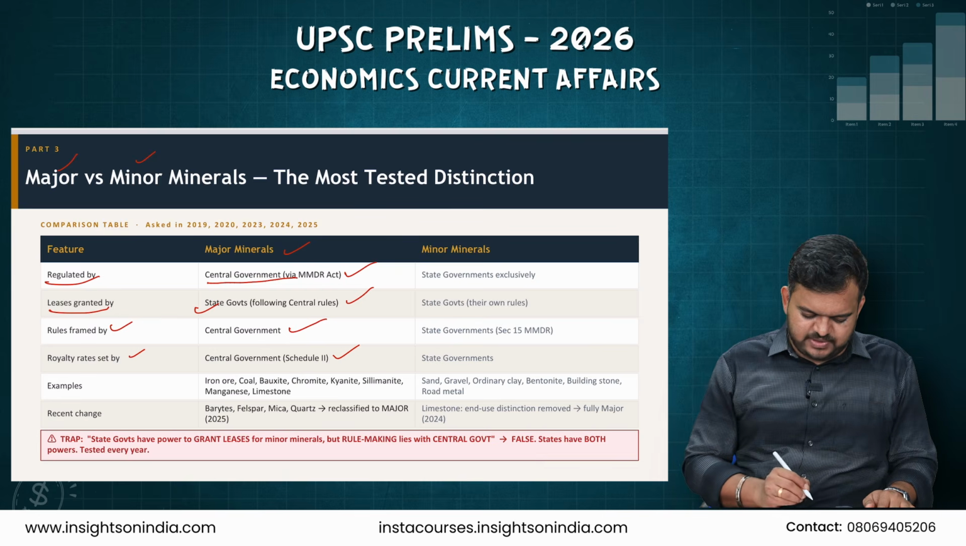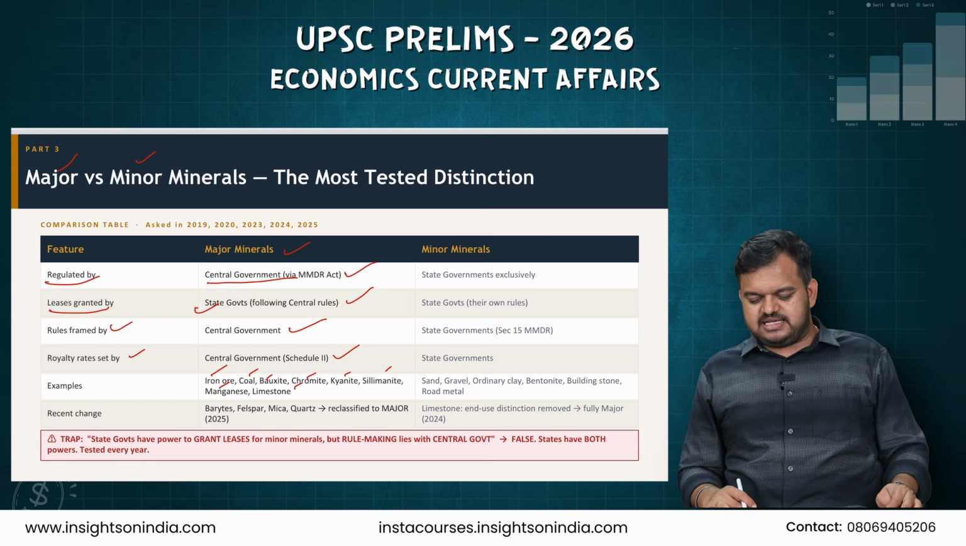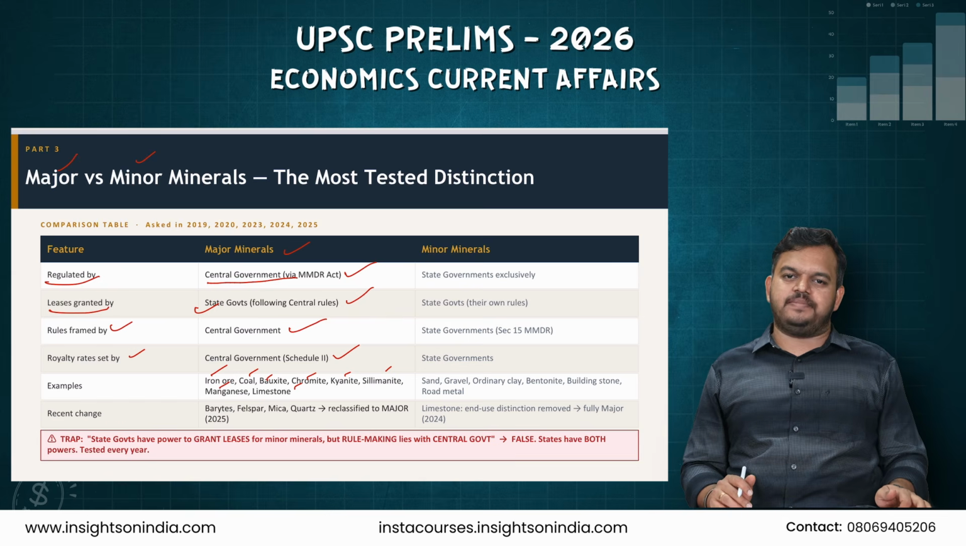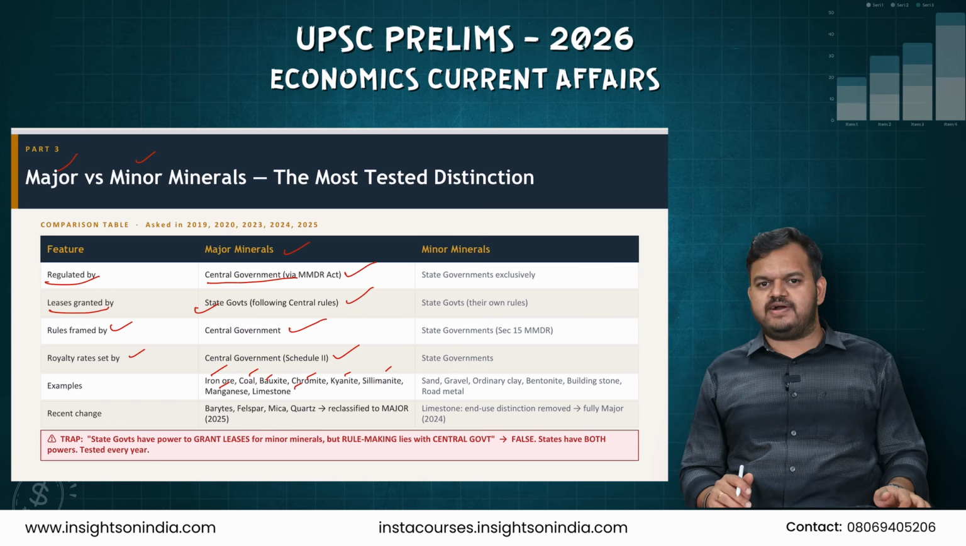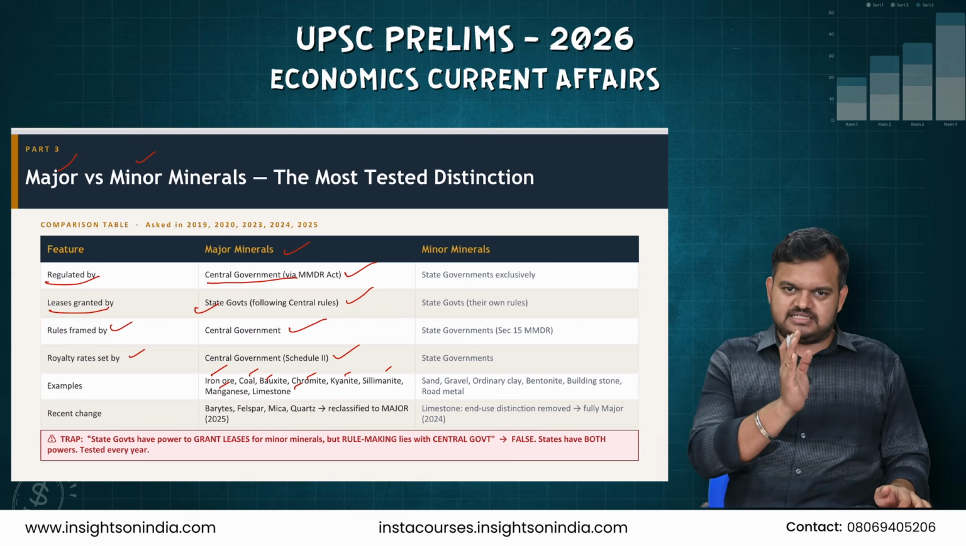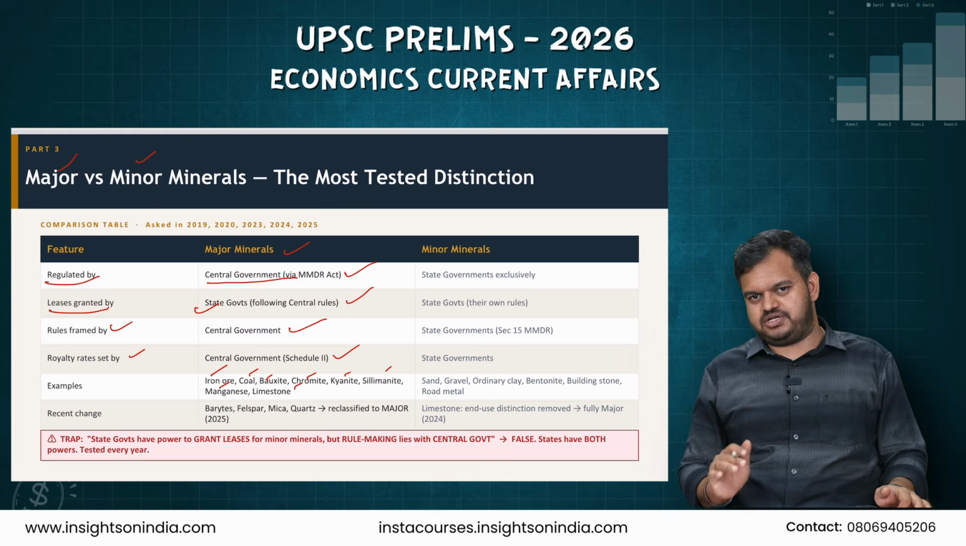What are the examples of major minerals? Iron, coal, bauxite, chromite, kyanite, sillimanite, manganese, limestone. See, when you come across names of such minerals, is it important to remember them? I don't think so, but you must be able to classify them, whether it belongs to the major mineral section or the minor mineral section.